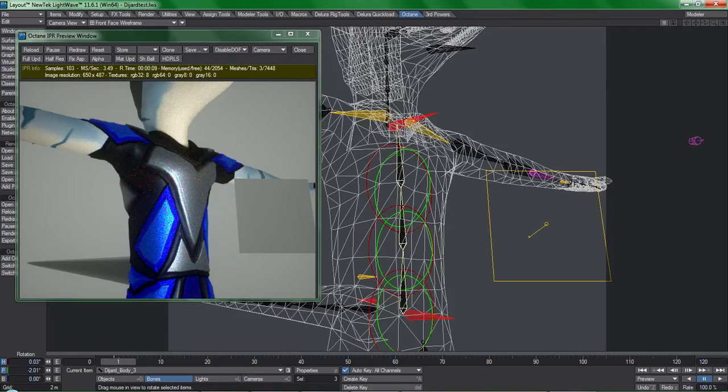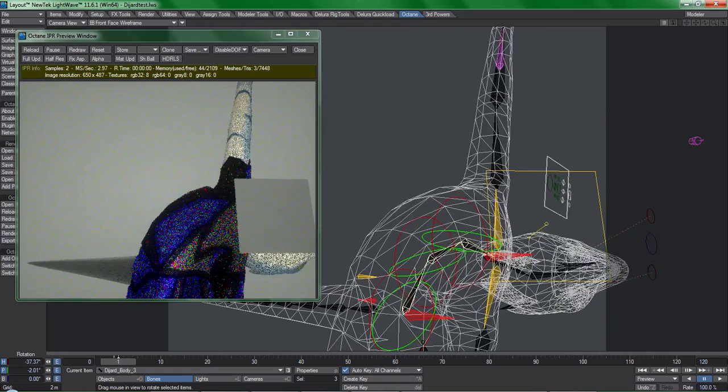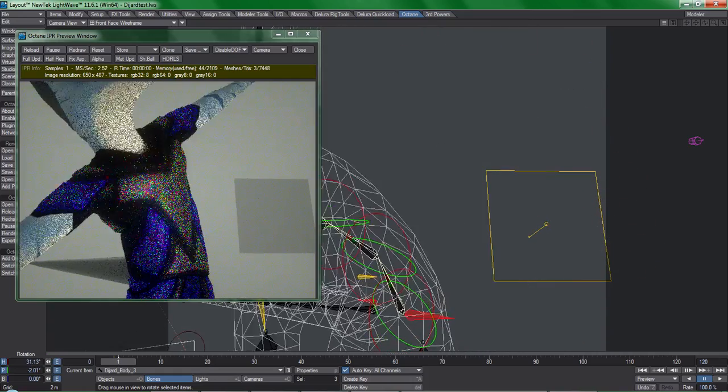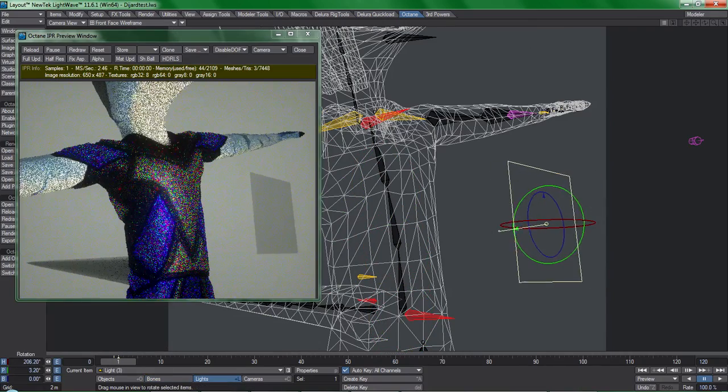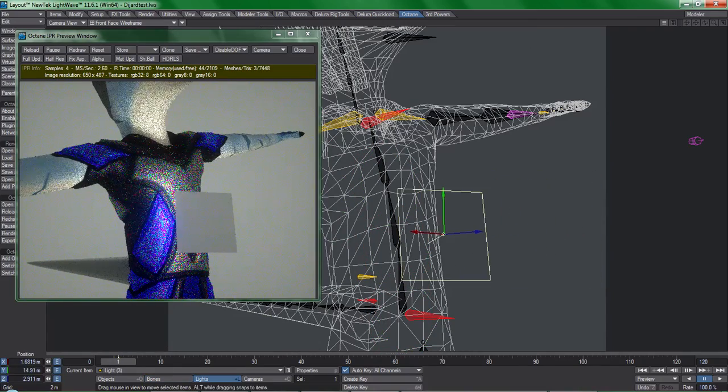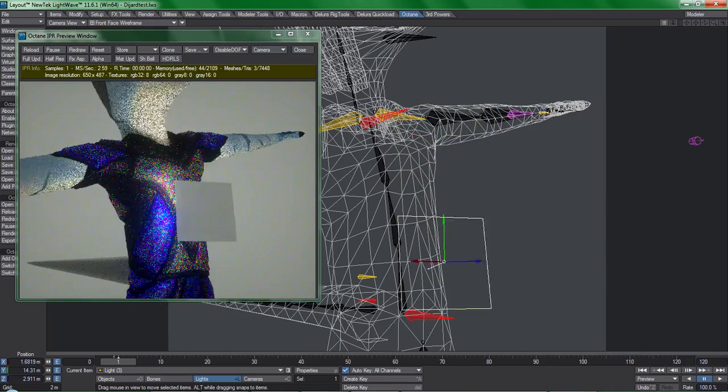So, that said, it is very clear to me that the Octane developers mean business. They're making a beast of a production tool that just works. No screwing around, no workarounds. It is straightforward, and it just works.